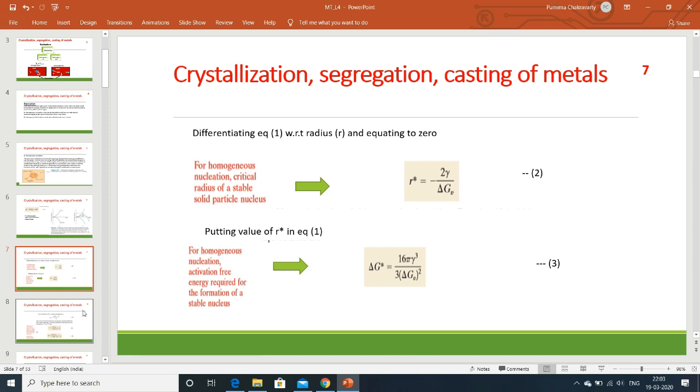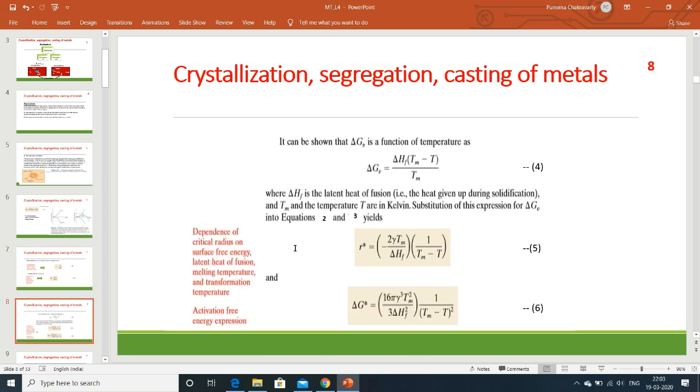So let's see how this free energy term depends on temperature, because when I'm talking about this phase diagram and the cooling process, of course the temperature is a very important quantity. So I'm trying to find a relation between the free energy of homogeneous nucleation and the temperature.